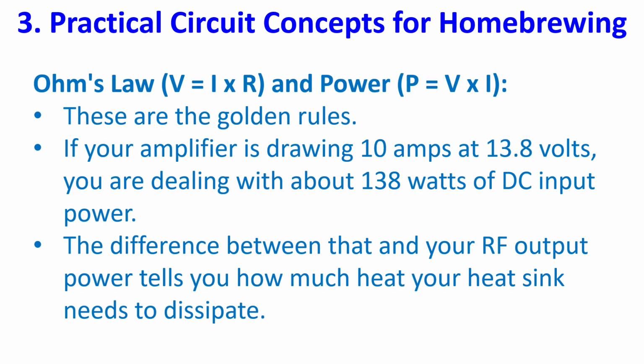Practical circuit concepts for homebrewing. Ohm's law, V = I × R, and power, P = V × I, where V is the voltage, I is the current, R is the resistance. These are the golden rules. If your amplifier is drawing 10 amps at 13.8 volts, you are dealing with about 138 watts of DC input power. The difference between that and your RF output power tells you how much heat your heatsink needs to dissipate.